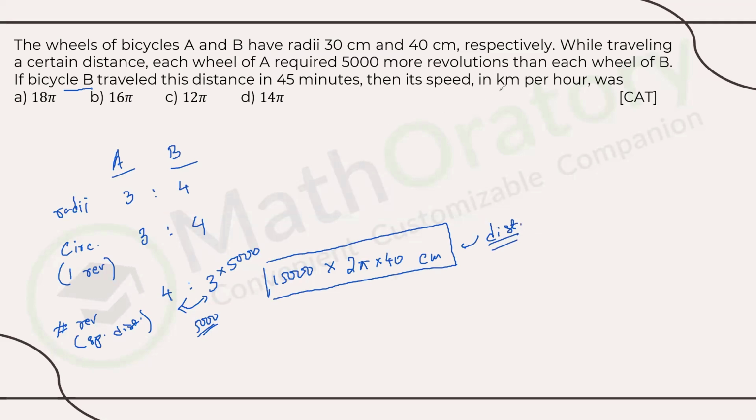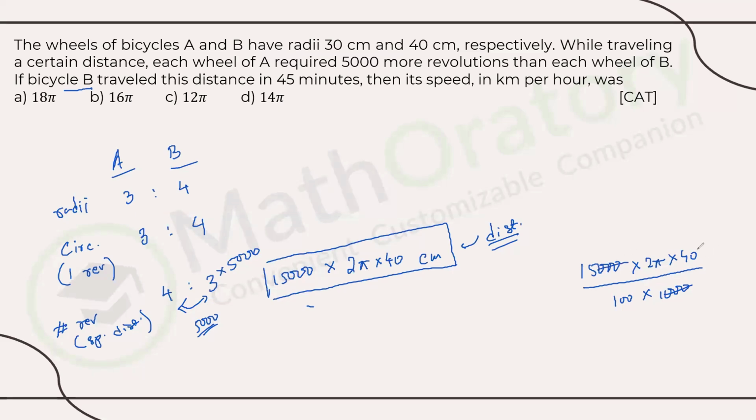But remember, our calculation is in kilometers per hour. So I'm going to quickly convert this to kilometers. In order to convert centimeters to meters, I have to divide by 100. And in order to convert meters to kilometers, I need to divide by 1,000. So effectively, this entire thing, 15,000 into 2 pi into 40, must be divided by 100 into 1,000. So this, I hope you can see, goes off.